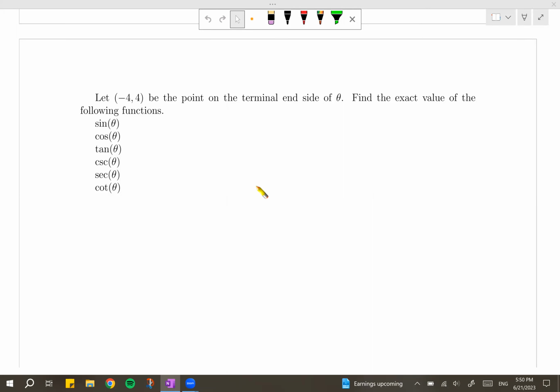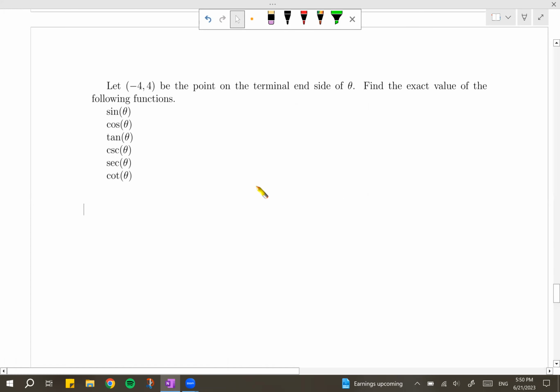Hey, so we have this problem, and we want to use the fact that they gave us a point in the triangle that this point makes with the x and y axis to figure out the sine of theta, cosine of theta, and tangent theta, secant, cosecant, and cotangent. All right, so let's first figure out what the triangle is and what it looks like.